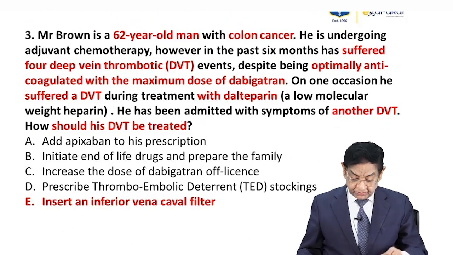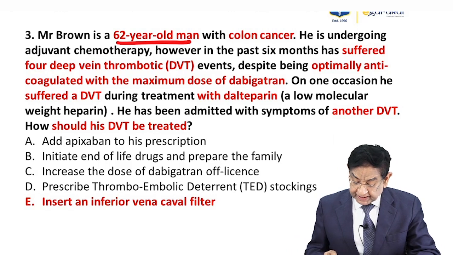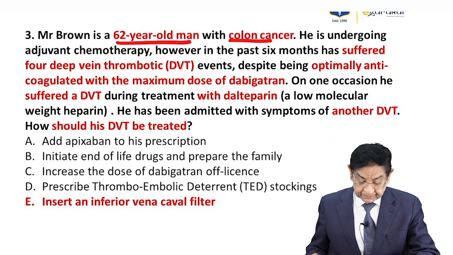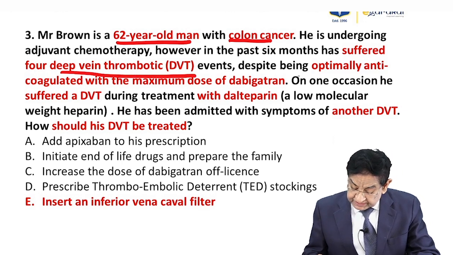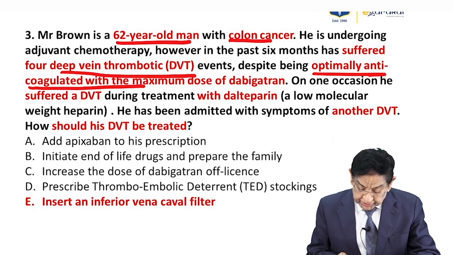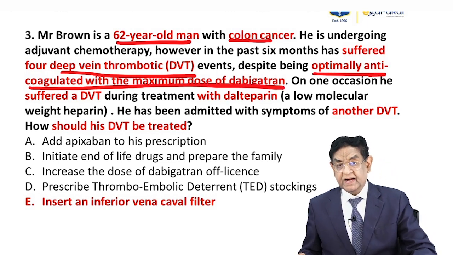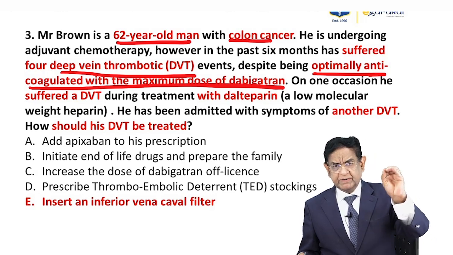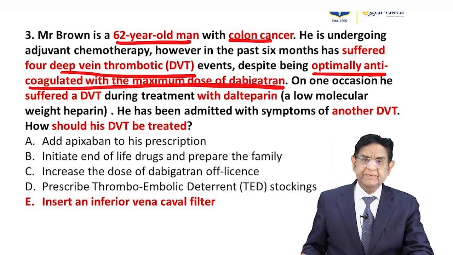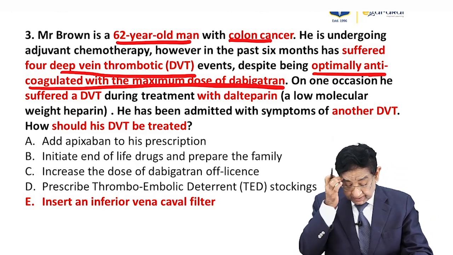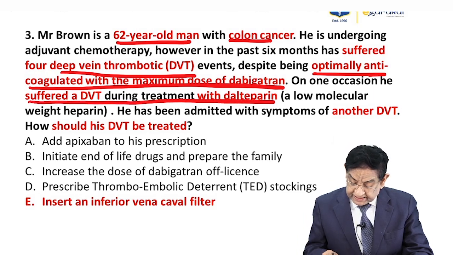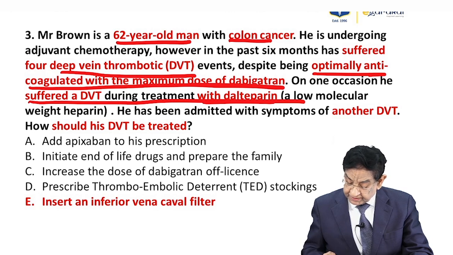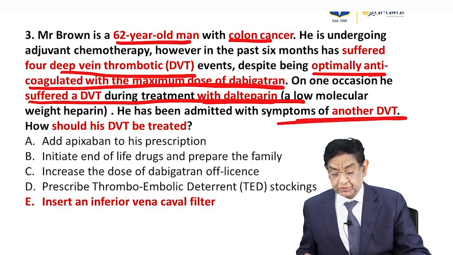Question number 3. We are getting a 62-year-old man. He has colon cancer. He suffered from deep vein thrombosis, and he is being given anticoagulation with the maximum dose of dabigatran, an oral anticoagulant. On one occasion he suffered a DVT, and during treatment dalteparin was given, and now he has another episode of DVT. What should you do?